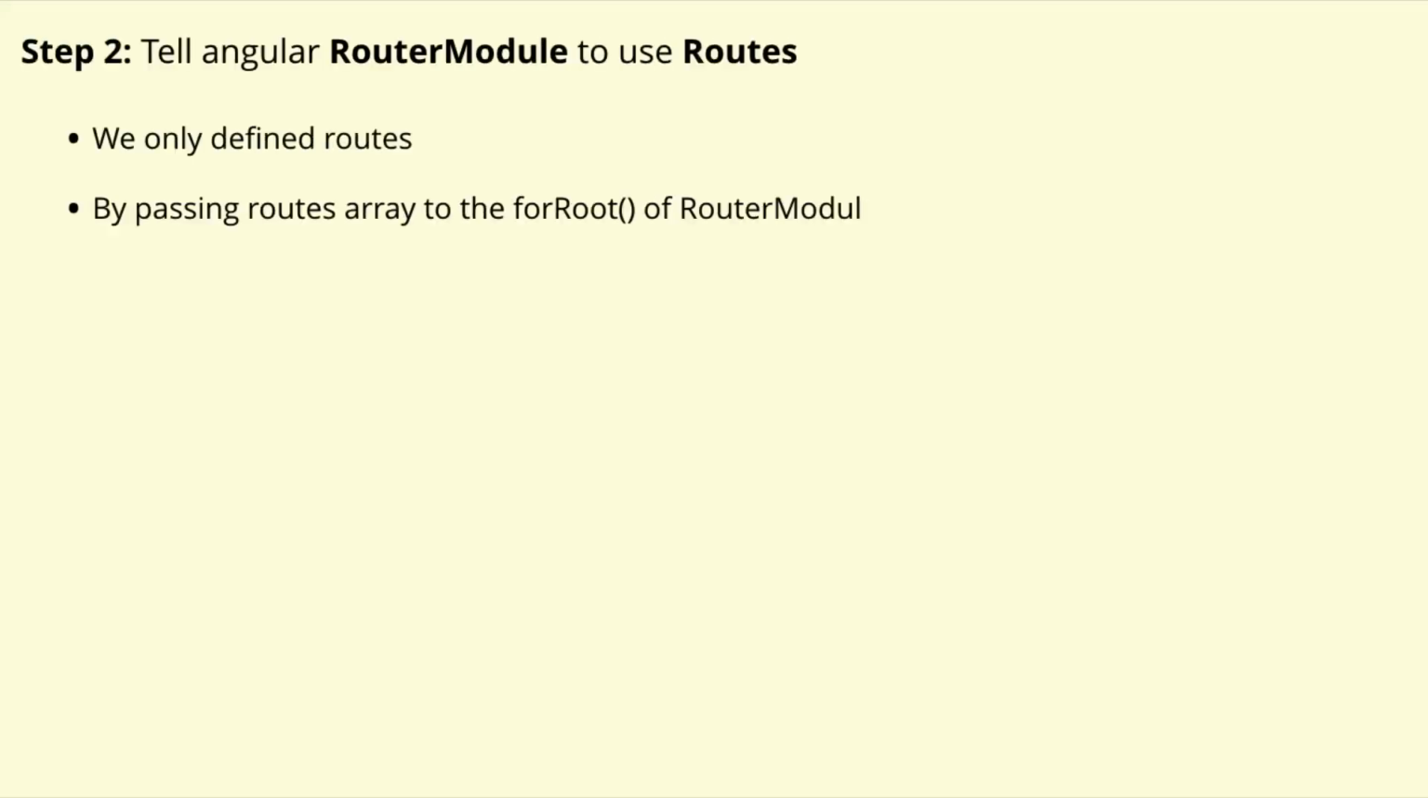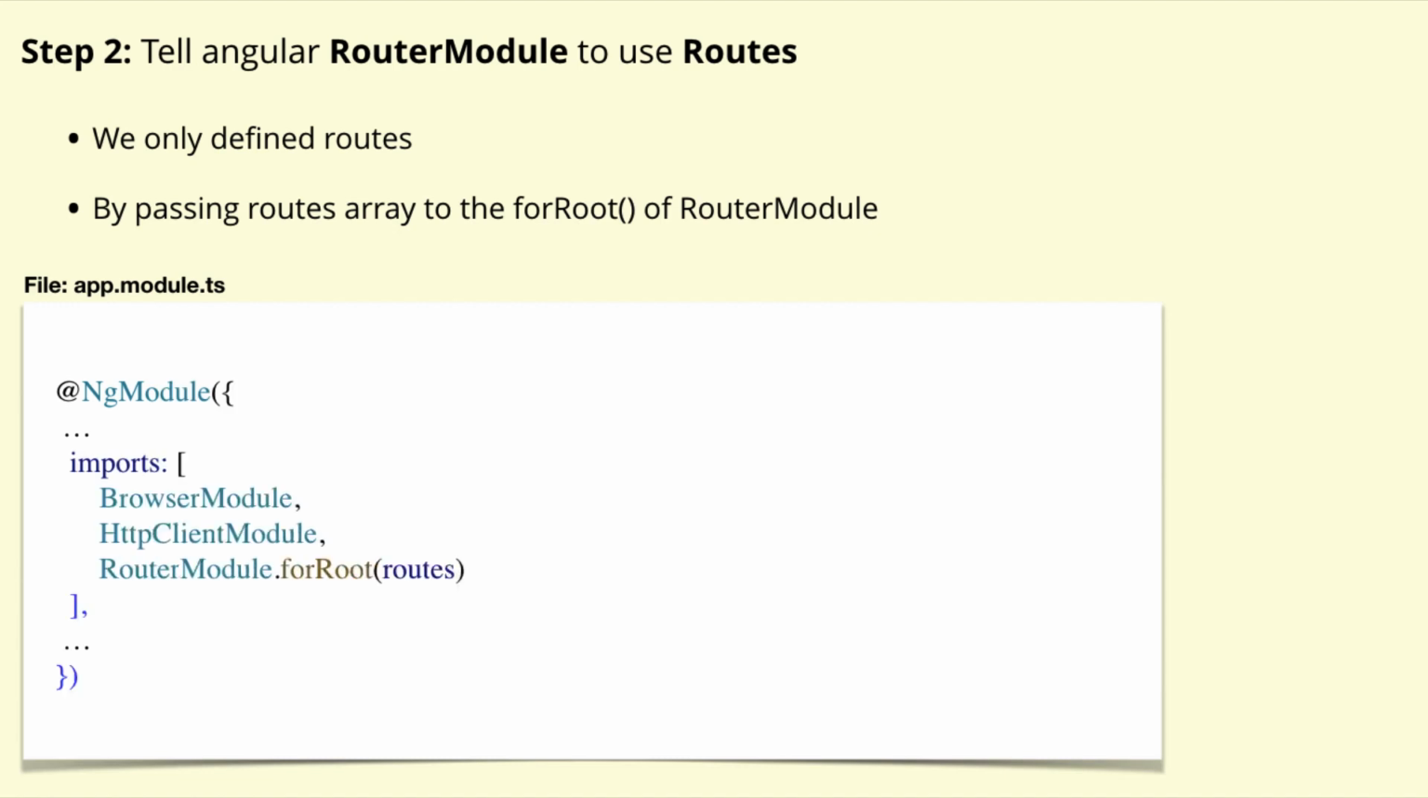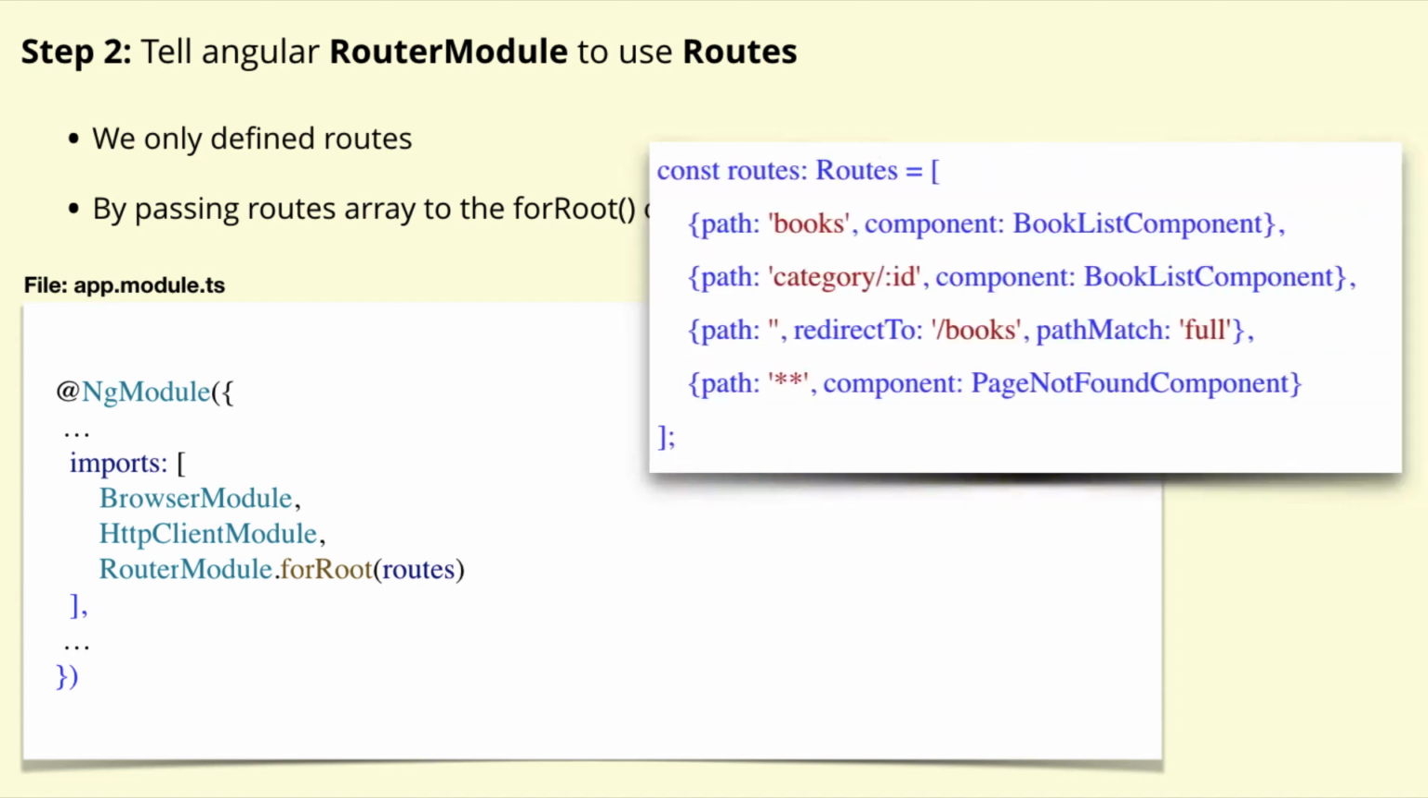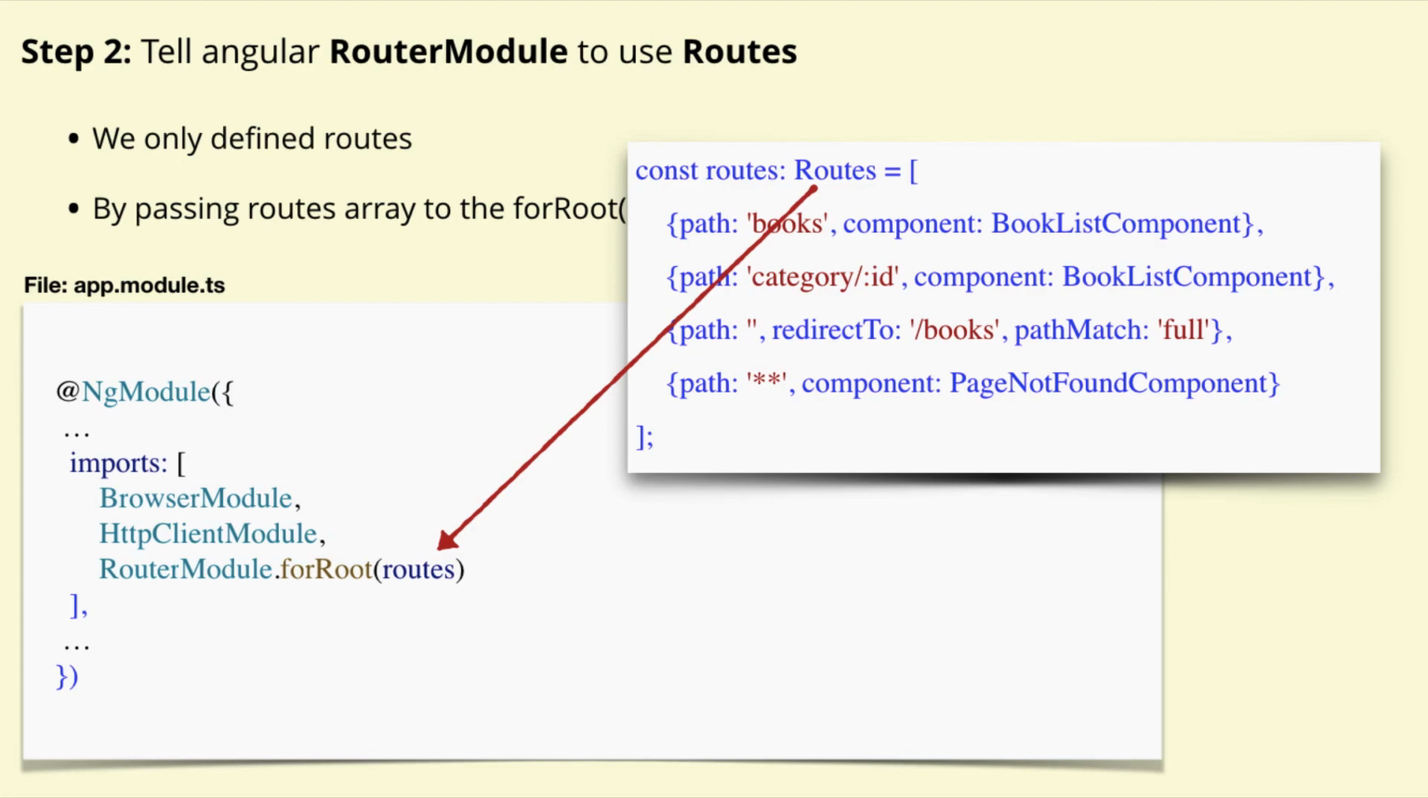The second step is to tell the Angular router module to use our routes. We have just defined the routes, but we haven't informed Angular to use them. The way to do it is by passing the routes array to the forRoot method of the router module. So within our app.module.ts, we are going to import the router module in the imports array, just like how we have imported the HTTP client module and the browser module. And we are going to call the forRoot method by passing the routes which we have defined in the root module.